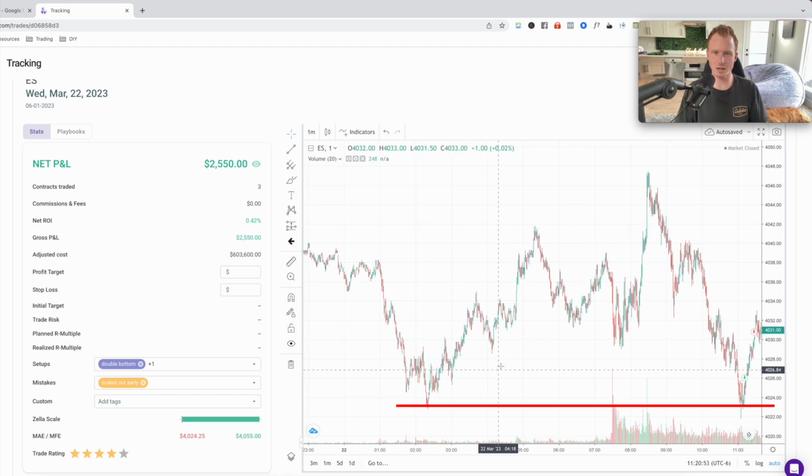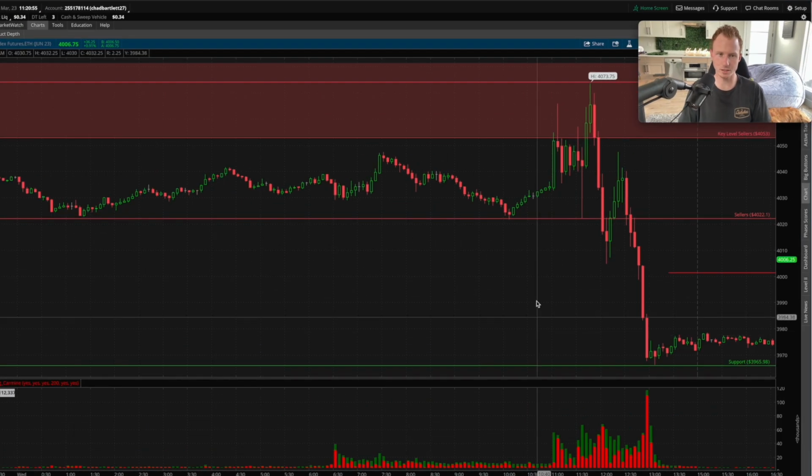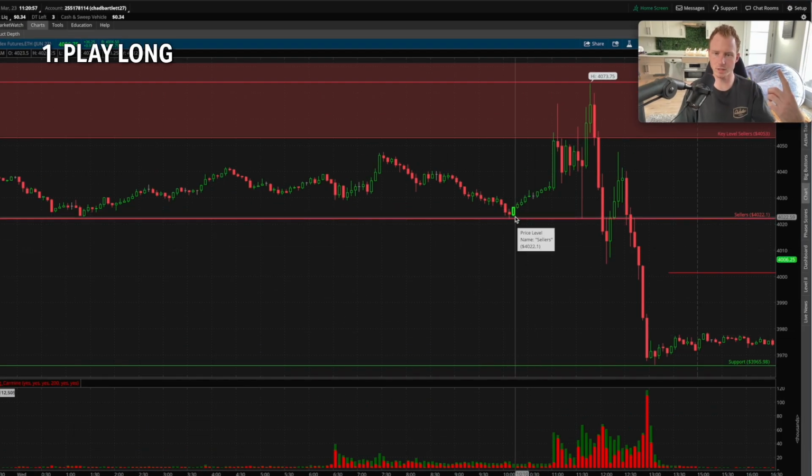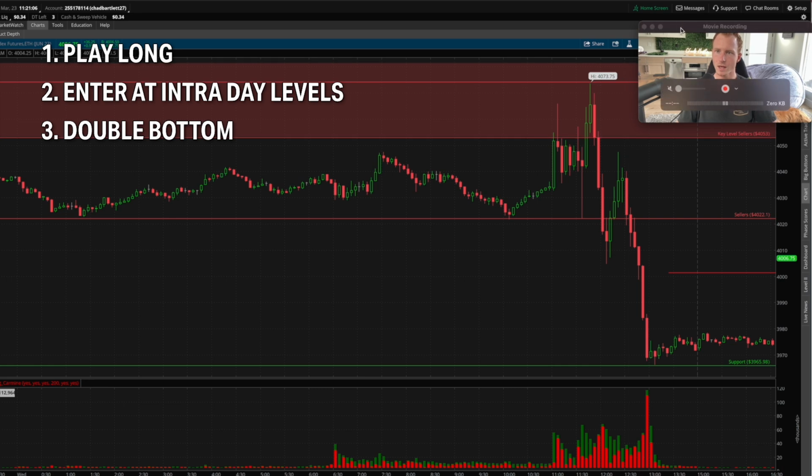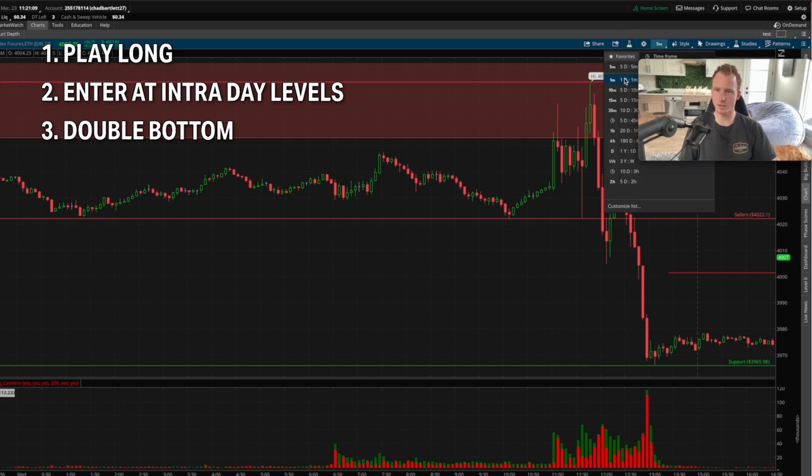So this is kind of my third confirmation to actually take this trade, not only because trend was up, so I was only looking for longs. Also, we were at an intraday level. And lastly, we're forming this double bottom. And let me actually go into the 1-minute chart now.